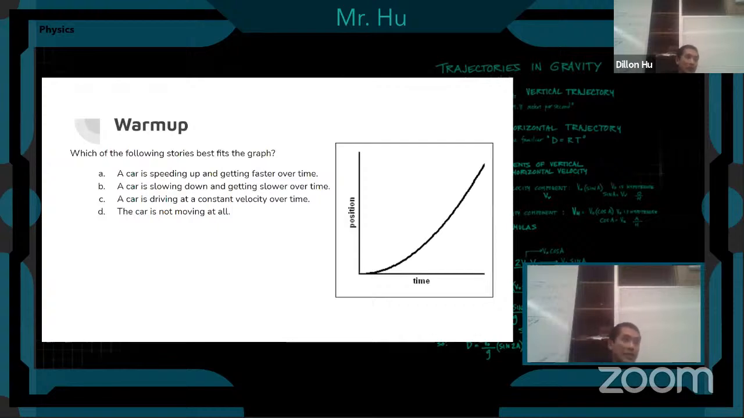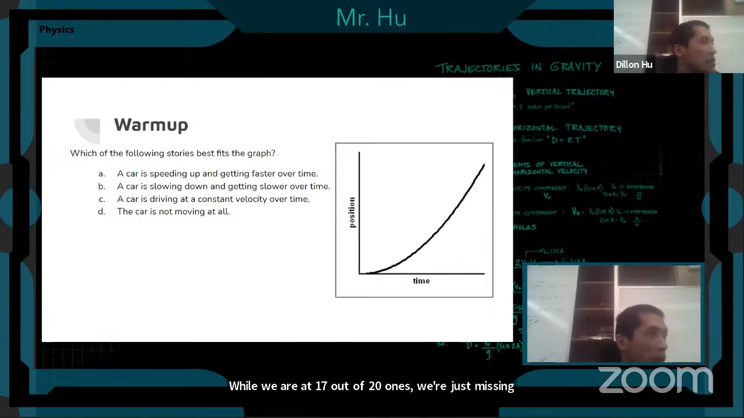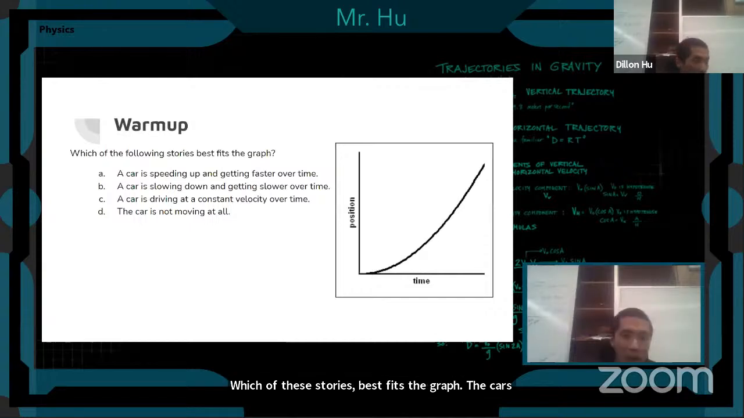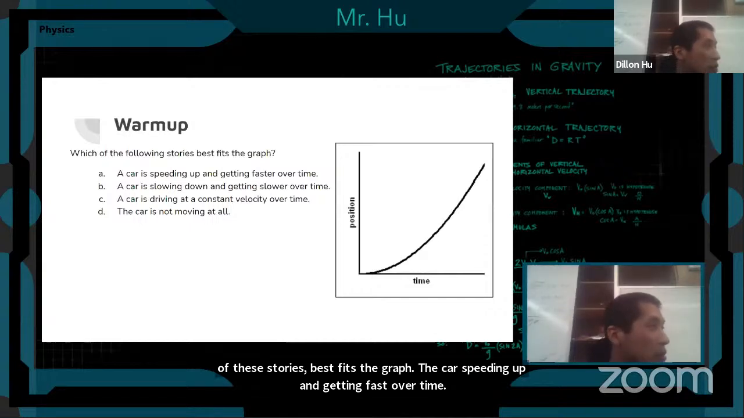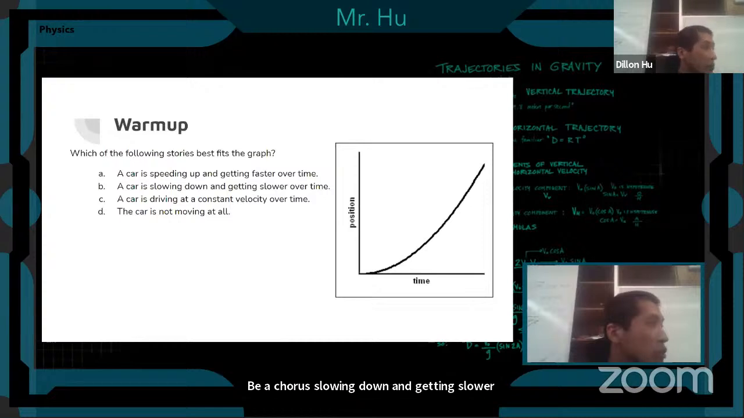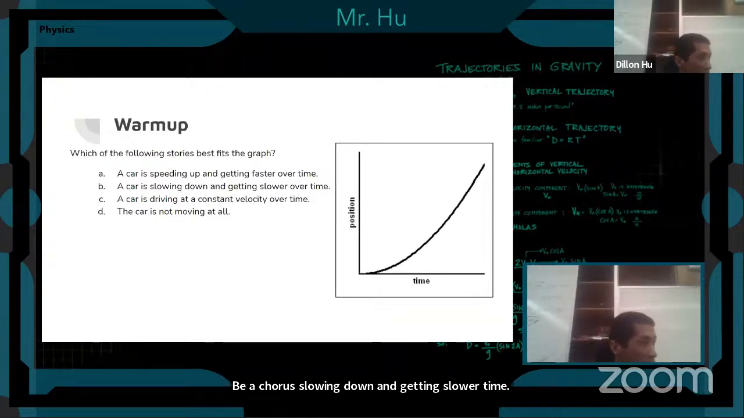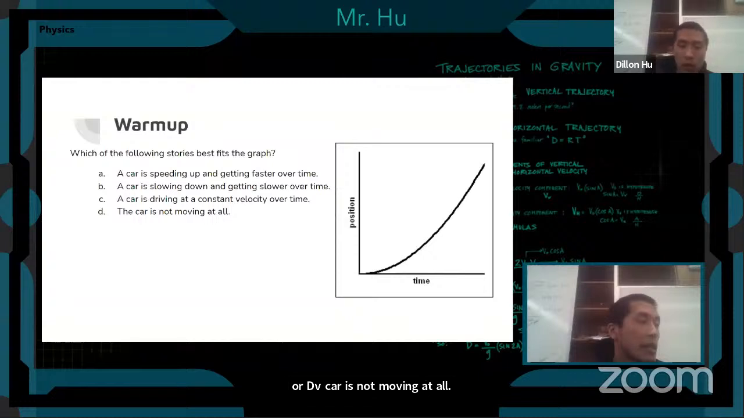Wow, we are at 17 out of 21, so we're just missing 4 more people. Which of these stories best fits the graph? A, the car is speeding up and getting faster over time. B, a car is slowing down and getting slower over time. C, a car is driving at a constant velocity over time. Or D, the car is not moving at all. We are at 19 out of 22, missing 3 more.